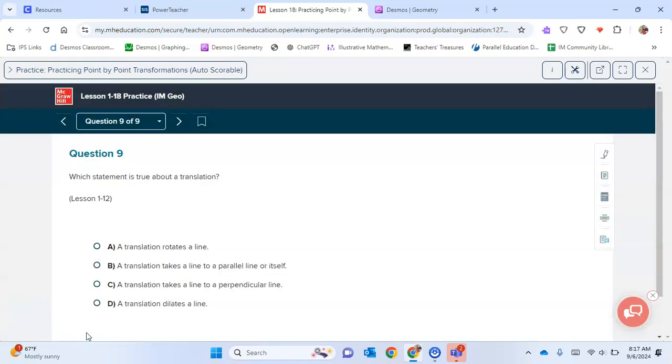Which statement is true about a translation? Well, a translation takes a line to a parallel line or itself.